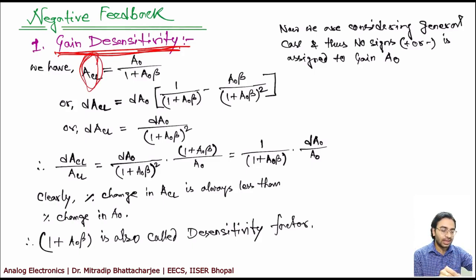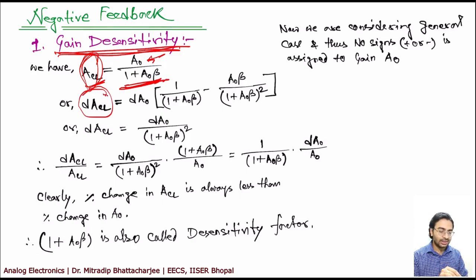So you have ACL, which is A0 divided by 1 plus A0 beta. One thing you should note, in this case we are not considering the sign of A0. It's a generalized system. We are not considering whether it is plus A0 or minus A0. Maybe in the case of a circuit we will put in those values. Here it is a generalized discussion. Consider A0 to be the open loop gain, it will keep things simple. So if you have ACL equal to A0 divided by 1 plus A0 beta, and now you are interested to find what is dACL.